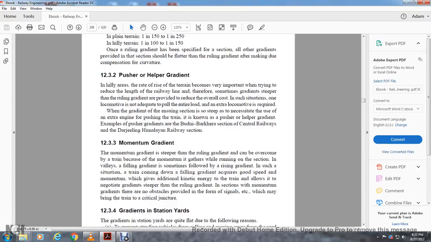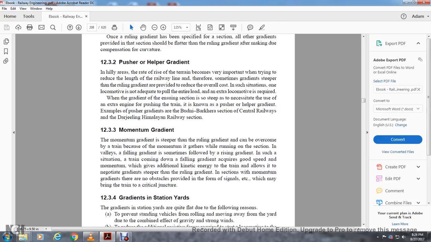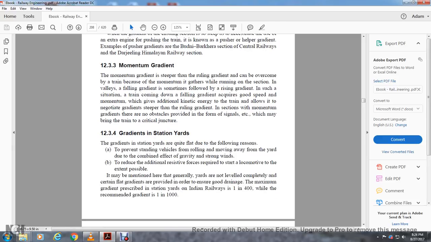12.3.3. Momentum gradient. The momentum gradient is steeper than the ruling gradient, but it can be overcome by the train with the momentum gained while running on this section. The value of a falling gradient is sometimes found with a rising gradient. In such a situation, a train coming down the falling gradient acquires good speed and momentum, which gives the train additional kinetic energy and allows it to negotiate a gradient steeper than the ruling gradient. In sections of momentum gradients, no obstacles are provided in the form of signals, etc., which may bring the train to a critical juncture.